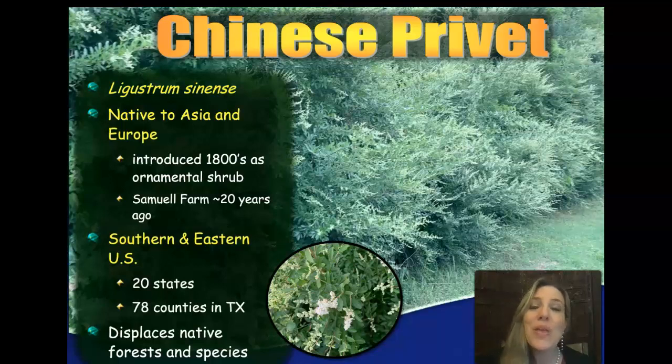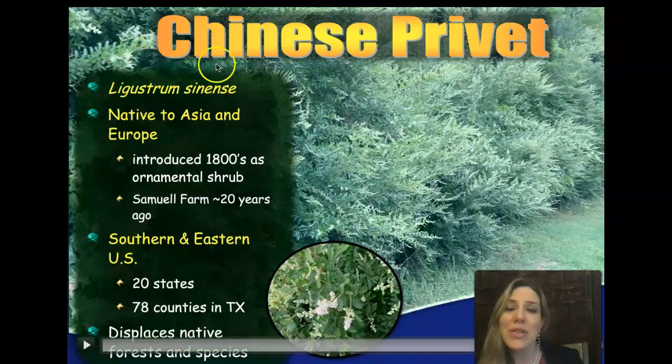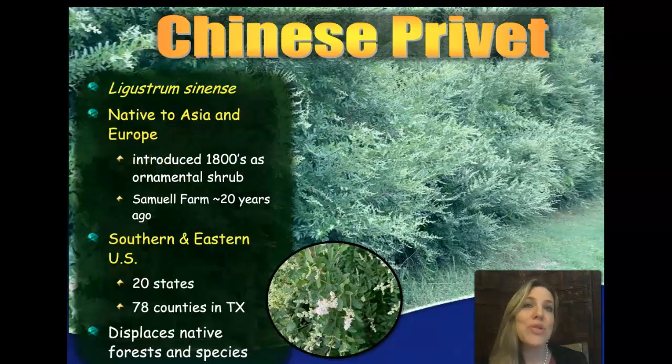It has it all. So this species is native to Asia and Europe and was first introduced into the United States in the 1800s. Specifically, they were trying to introduce it as an ornamental shrub to be used as hedges. And since then, it has taken over. It's expanded into 20 different states, 78 counties here in Texas, including Samuel Farm in Dallas County, sort of on the border between Mesquite and Sunnyvale.